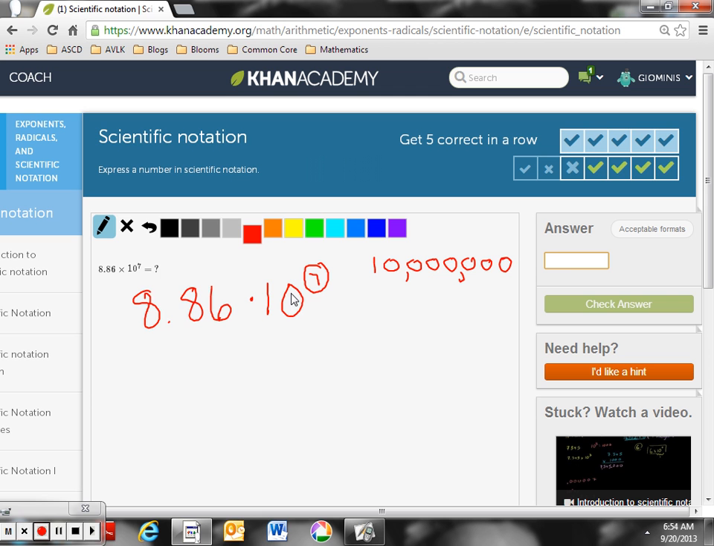So again, look at the exponent, 7. It says, just take that decimal point and move it 7 places to the right. Each one is a power of 10. So we move it 7 powers of 10 to the right. So if I move it over twice, it's now 886. But I need to move it over 7 places. Well, I've already moved it over twice. So I go 7 minus 2 equals 5. I will just now add 5 zeros.